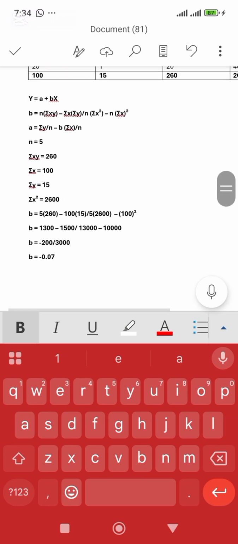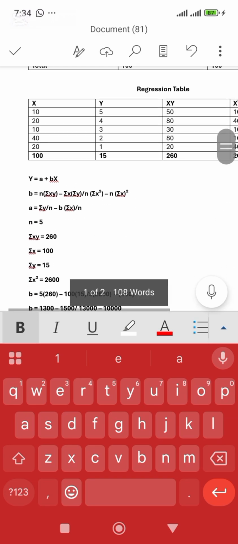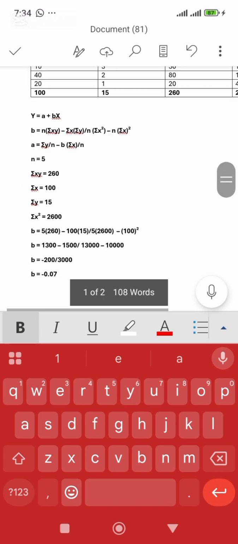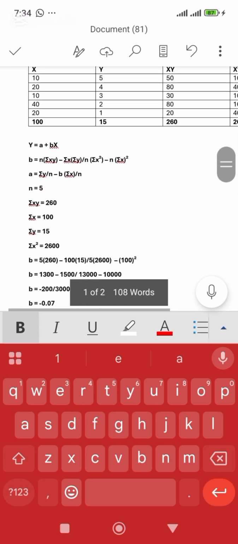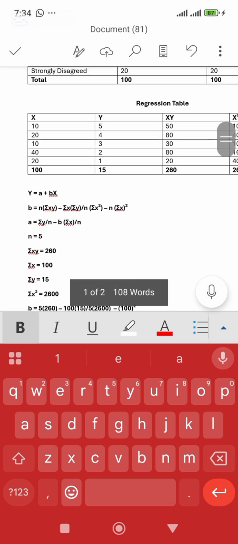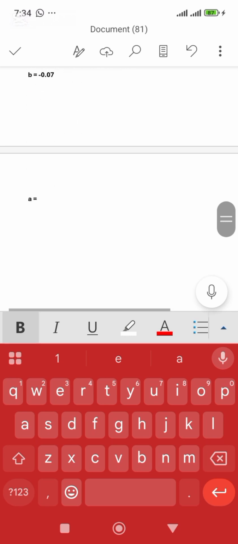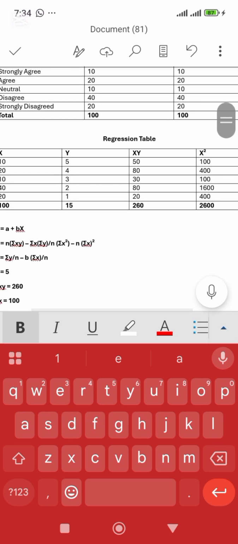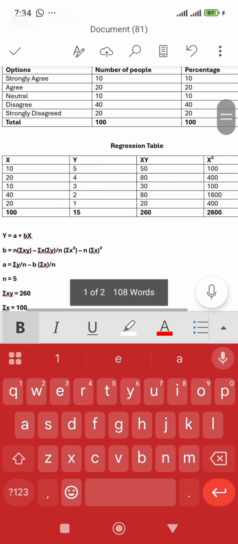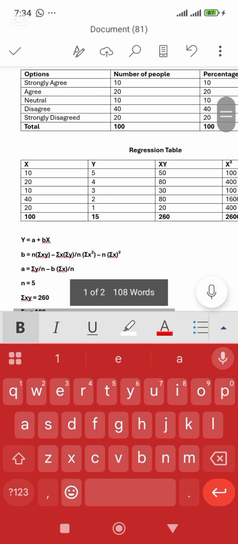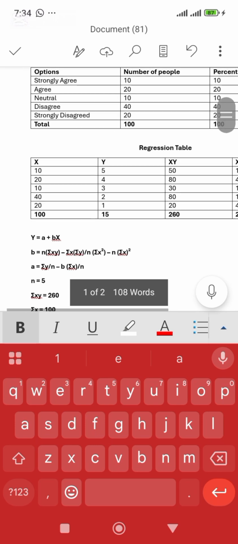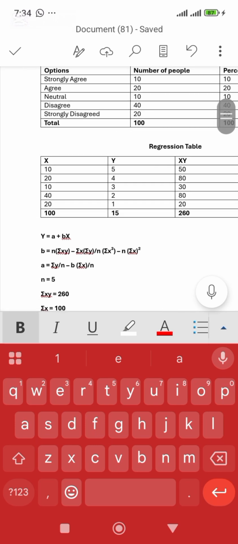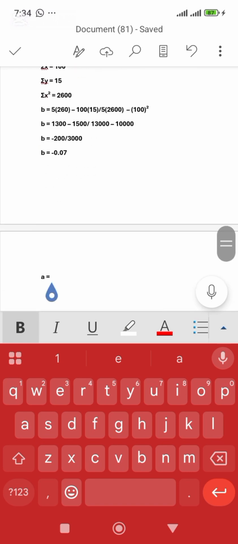So now what our summation, see the formula: summation y divided by n minus b times summation x divided by n. So summation y as we know is 15, and the n is 5 as we know. We already wrote all those things down. Summation x as we know is 100, and still the y is 5 and the n is 5. Then now that we have b, look at the table very well again, the rest come. And we even still brought them outside.